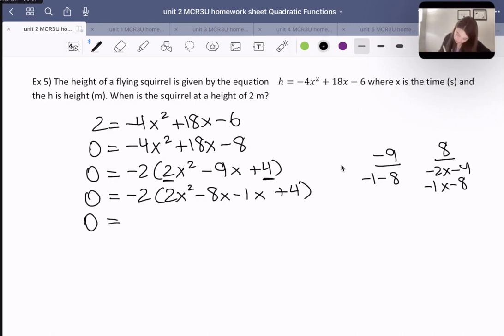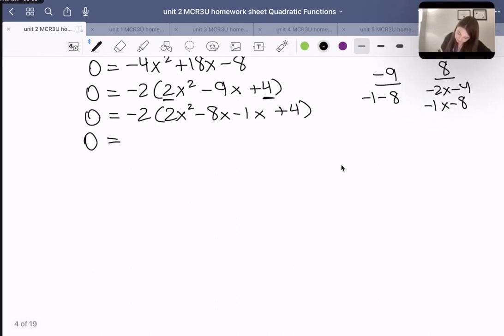So let's do that. Negative 2. And then here I'm going to common factor the first two terms and common factor the second two. So our greatest common factor from 2x squared and 8x is going to be 2x. So 2x times x minus 4. And then minus x minus 4, like that.